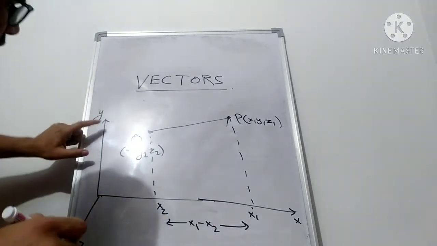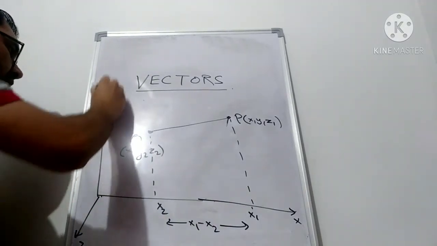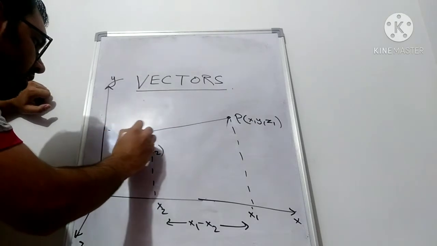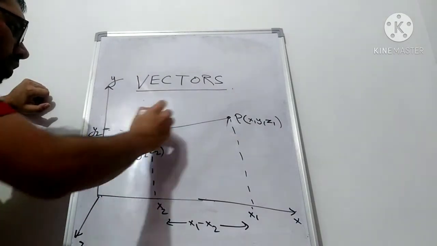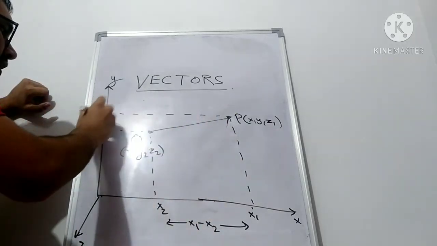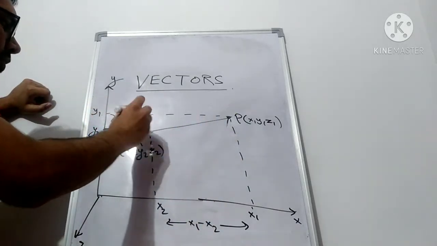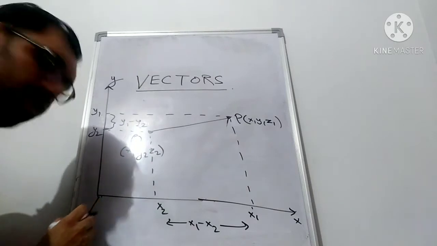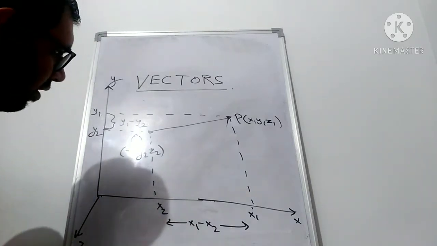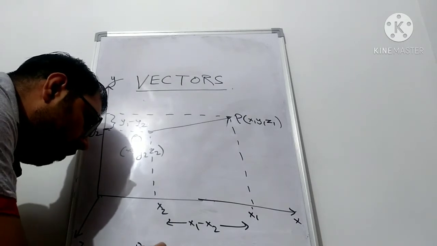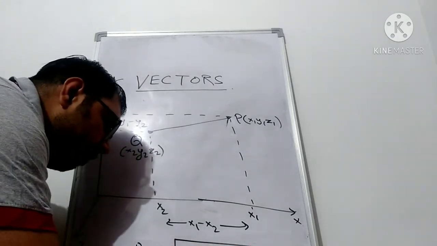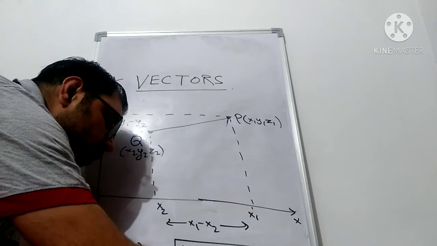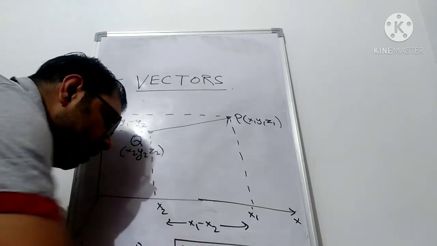Similarly, if I want to see the gap, let me extend this axis. If I extend this axis, this will become the y axis. Now the gap along the y axis: this point is y2 and this point is y1, so this distance will be y1 minus y2. Similarly, the gap along the z axis will be z2 minus z1 or z1 minus z2. So we can write the distance PQ using the distance formula: root of x2 minus x1 square plus y2 minus y1 square plus z2 minus z1 square.